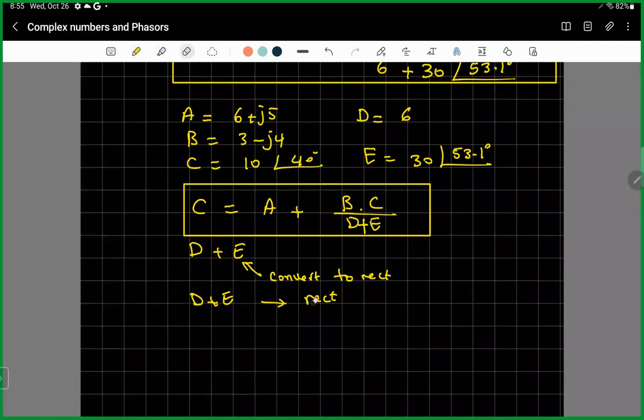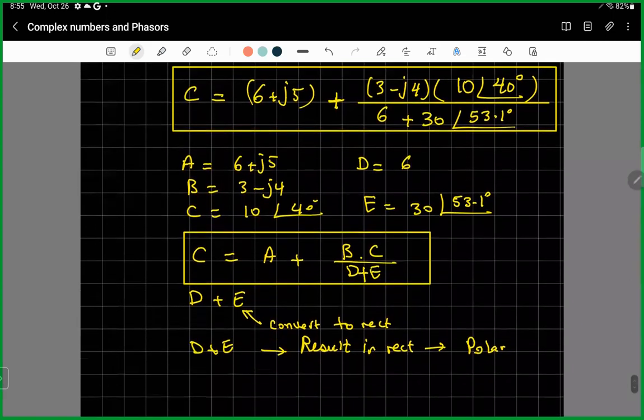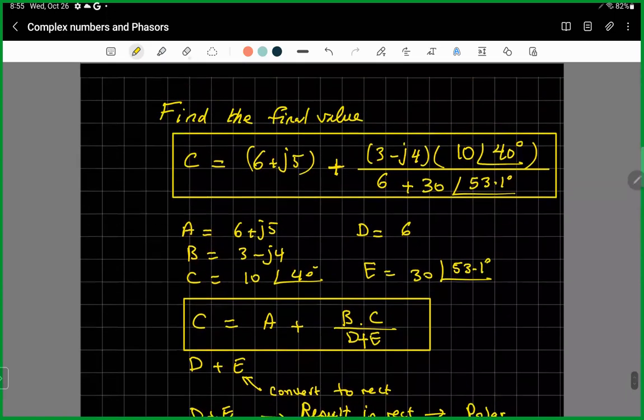But in the end of the day, you're going to divide, so it's better to convert it in the end to polar. When you are adding, use rectangular. But because in the end you are going to divide BC by D plus E, D plus E should be in polar, because division and multiplication should be in polar. Now, B times C: B is rectangular, C is polar. And we know when you multiply, use polar. So you have to convert B to polar.